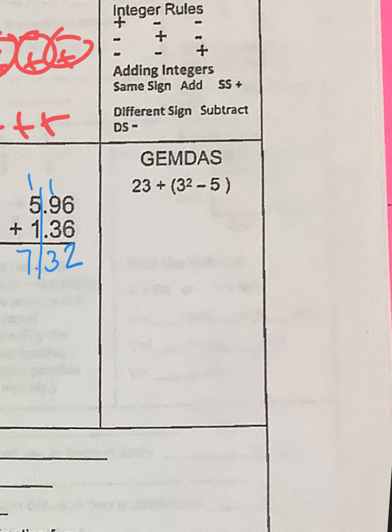Okay, so first we're going to do the stuff in the parentheses. But I have an exponent in the parentheses, so I'm going to do that first. That's going to be 9. Then 9 minus 5 is 4. 23 plus 4 is 27.